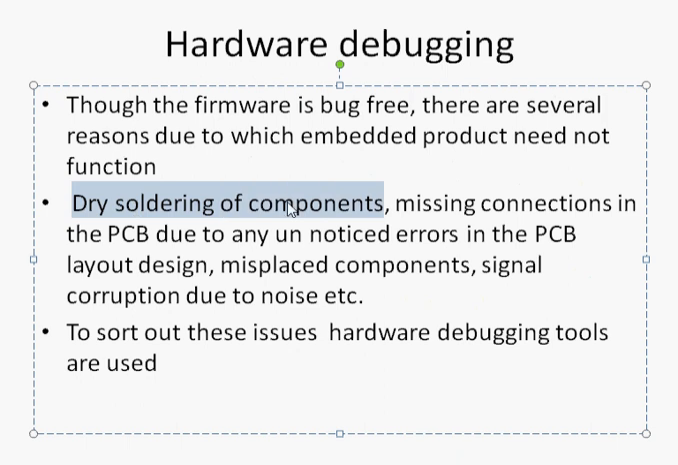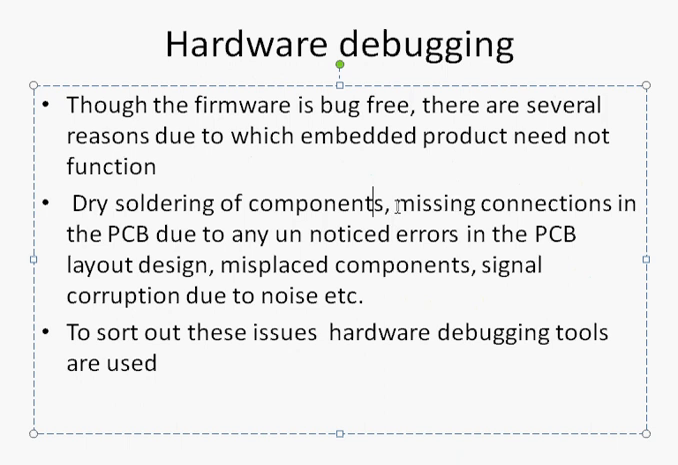It could be dry soldering of the components. You have an embedded product which might have various components or devices in it, and you might have soldered two devices. In that case, if it's dry soldered, then definitely there will not be a connection established between the two devices. So that might be one of the reasons which we need to figure out.